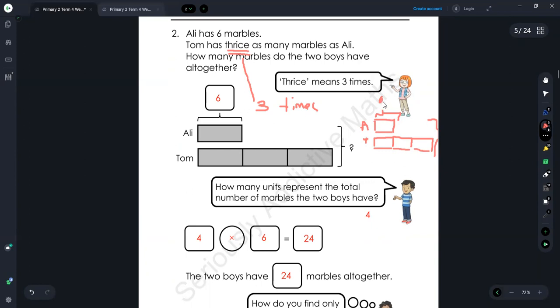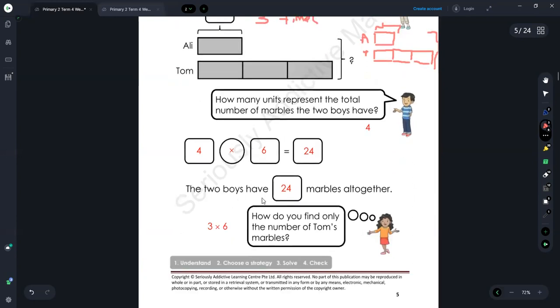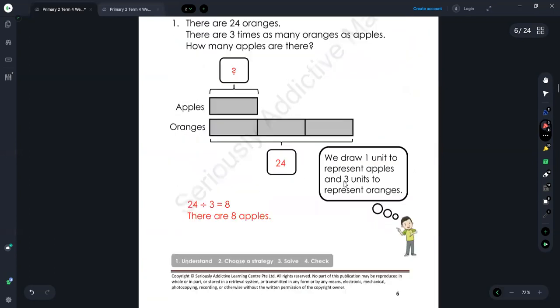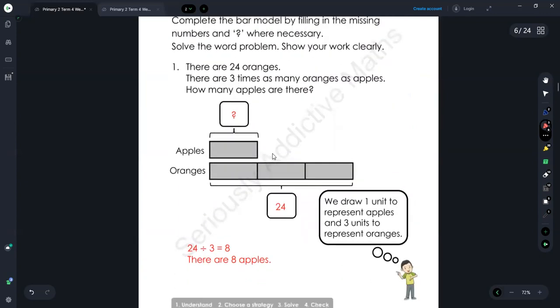All together means what? Ali here, one box is 6. All together, right? Ask them, how many boxes are there all together? How many units? So 4 units. So it's 4 times 6, all right? 4 times 6 is 24. Okay? All right. And then there are some other scaffolded questions. You can get them to do this first, right? Fill in the blanks. No need to draw for them.